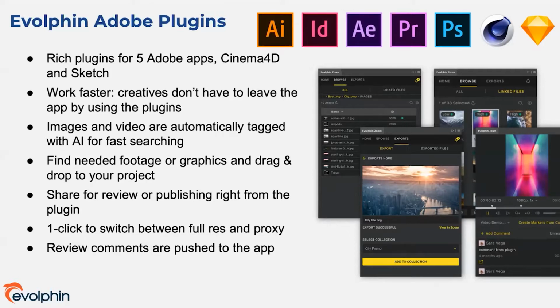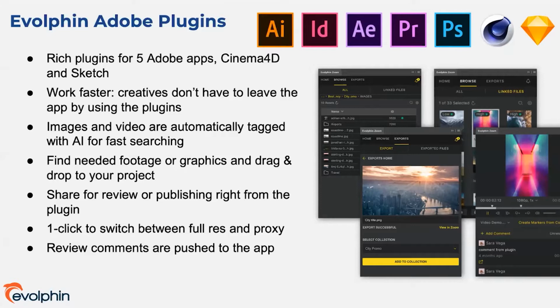With Zoom automatically tagging media with AI, it allows the editors to discover and find what they need. If there's a vast archive of media at a company and no one knows what's in it, AI can go in and tag everything so that it's suddenly searchable and discoverable and usable. Our plugins also allow you to share for review and approval and for publishing right from within the app.